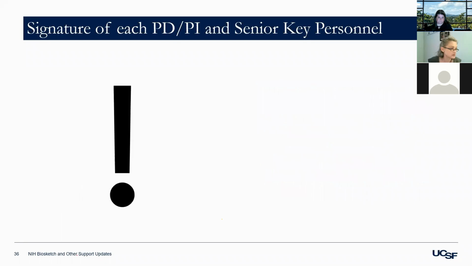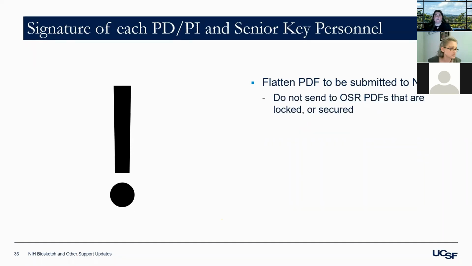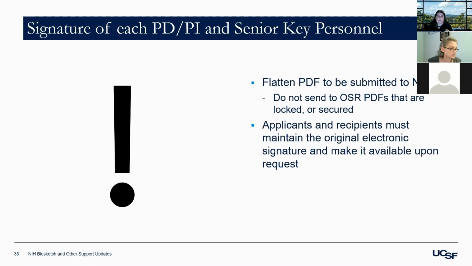And that gets submitted. Important thing to keep in mind when we're doing these, NIH requests a flattened PDF to be submitted to them. We'll get to the timeline and responsibilities, but when the department sends these to Office of Sponsored Research, ideally you'll be sending them as flattened, but please make sure they're not locked or secured. Office of Sponsored Research is going to have to combine the PDFs from multiple key personnel into one packet. So please make sure they've been flattened before you send to OSR. And the application and recipients must maintain the original electronic signature and make it available upon request. That's NIH policy that I'm quoting.